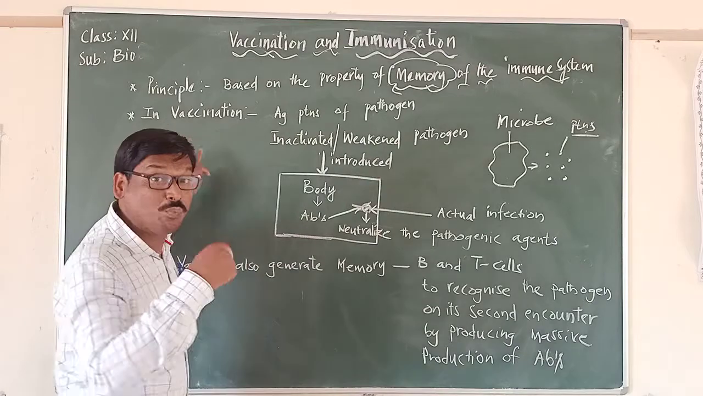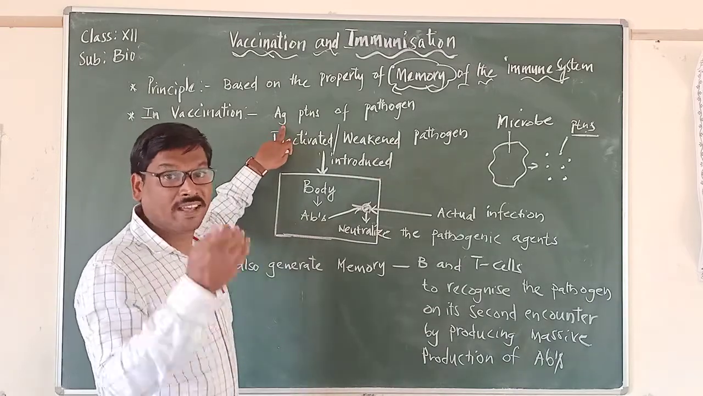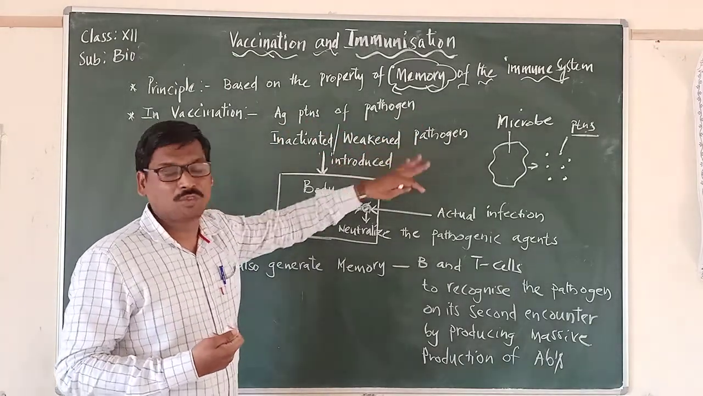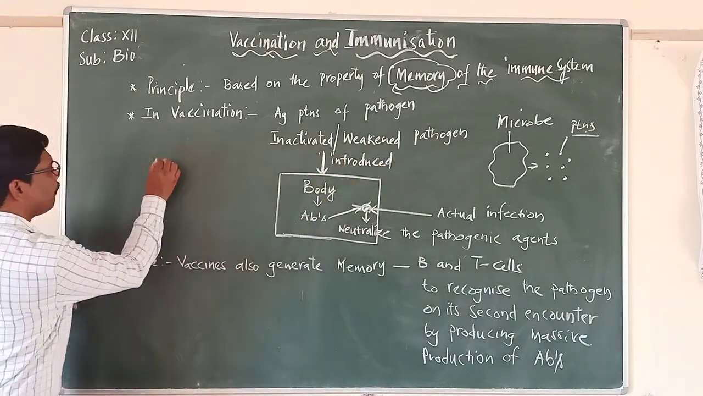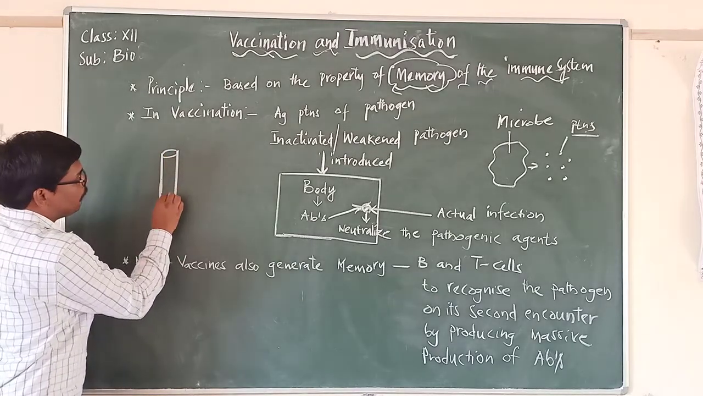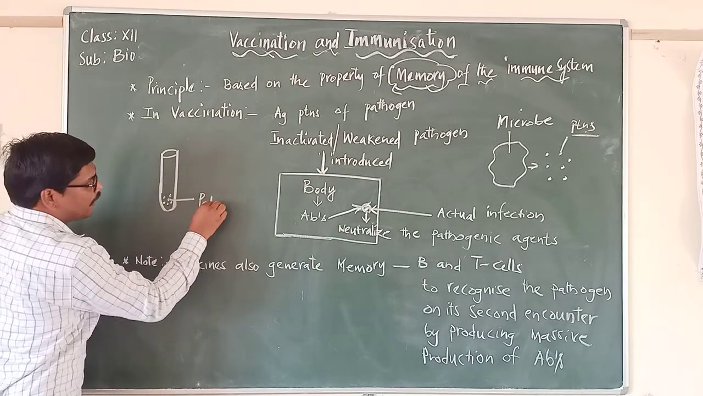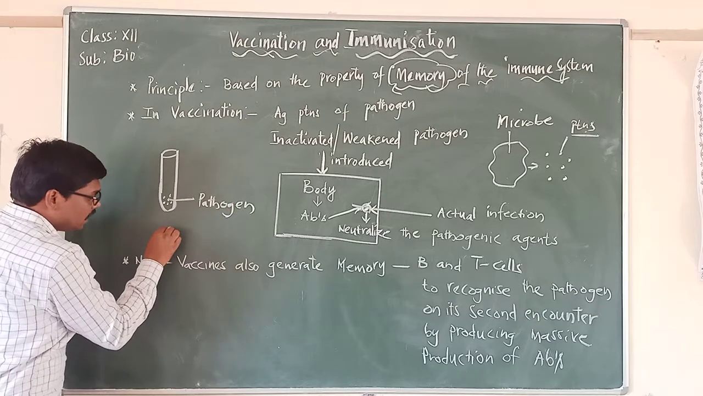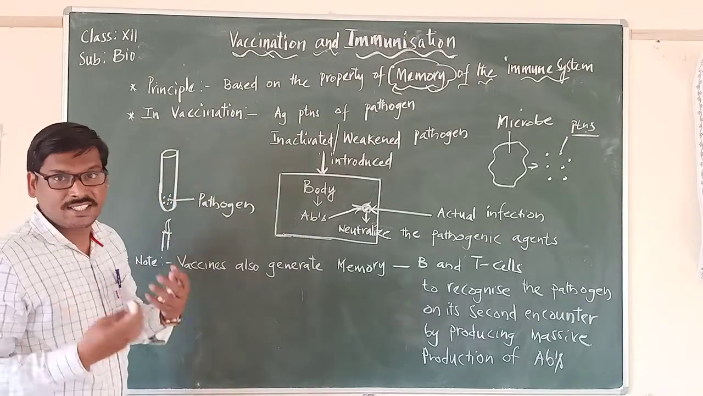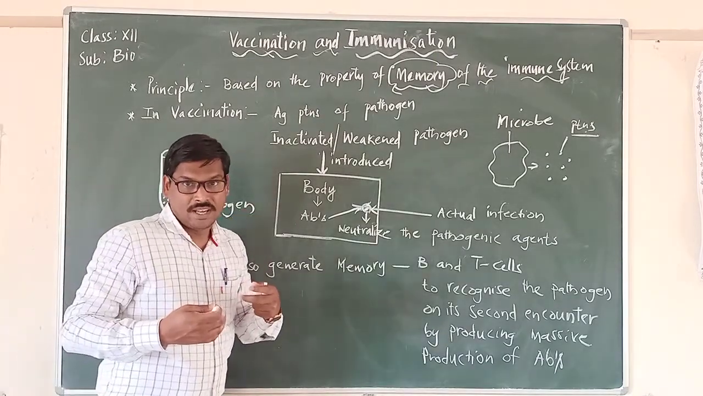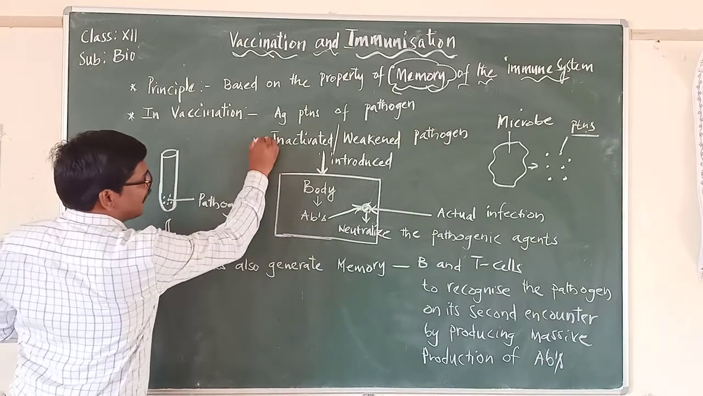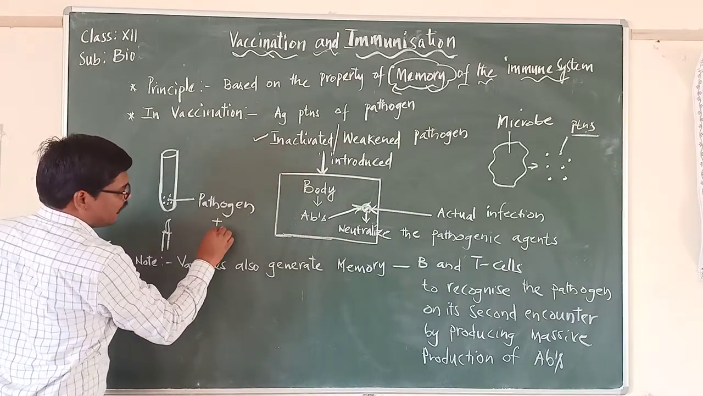In vaccination, they administer or inoculate antigen proteins of the pathogen, or an inactivated or weakened pathogen, into the body. Say this is a test tube, and in it we keep a pathogen that is heat killed. When it is heat killed, it cannot cause the disease. You are making the microorganism weak, not strong enough to cause disease. So it is either an inactivated or weakened pathogen, or the antigenic proteins.